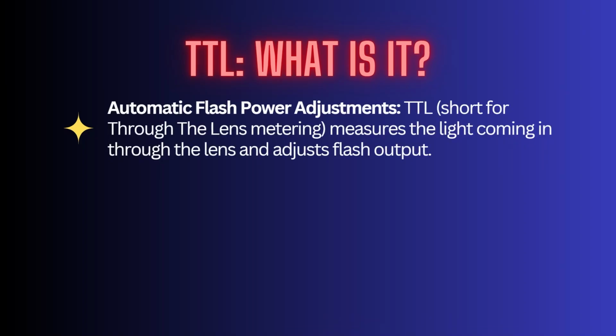Let's start with something most beginners learn to use first. That's TTL. TTL is short for through the lens metering, and it measures the light coming in through the lens, and it adjusts flash output. And what actually happens when you use TTL flash is this.